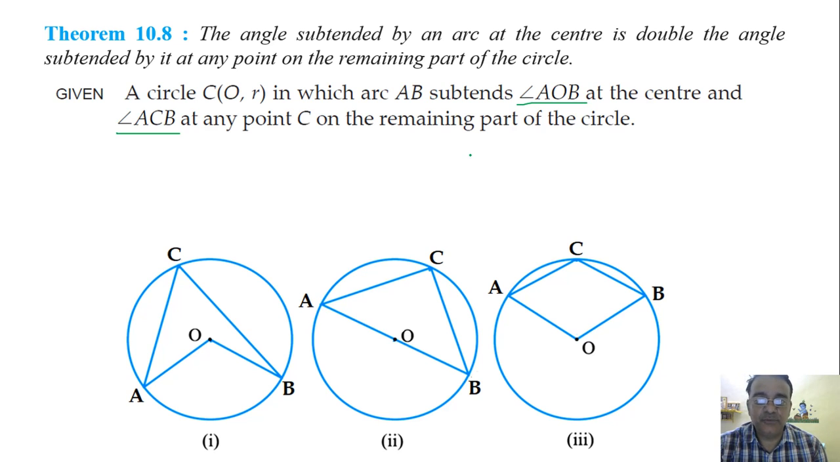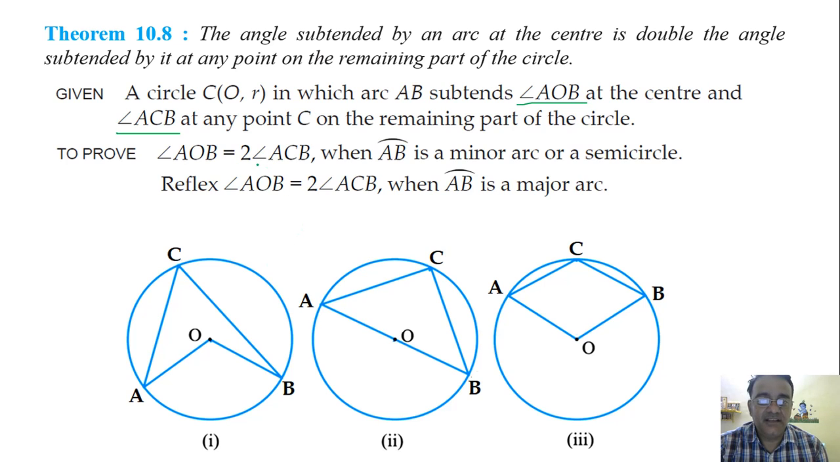And what we have to prove? Angle AOB is 2 times angle ACB when AB is a minor arc or a semicircular arc. And in the third case, reflex angle. This is a reflex angle. Why? Because it is more than 180 but less than 360. So this angle is equal to 2 times angle ACB, where AB is a major arc.